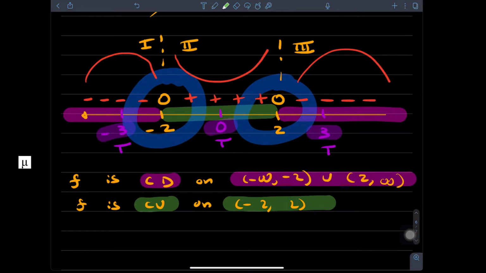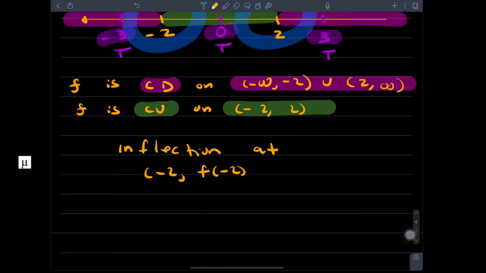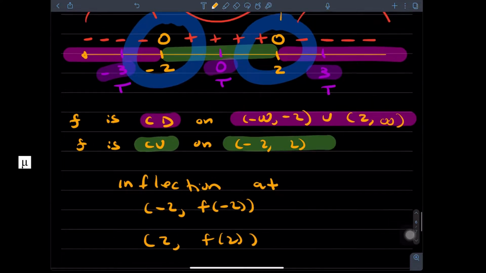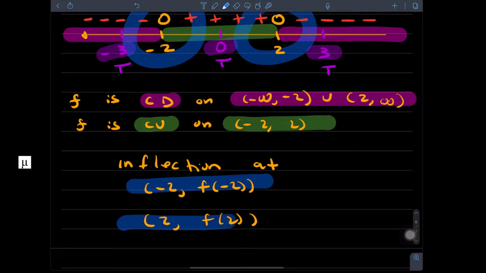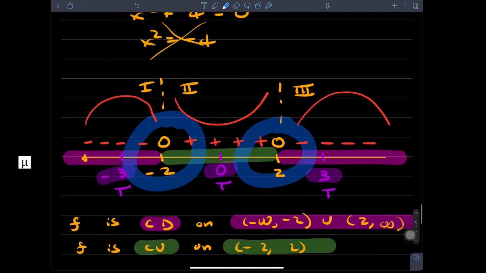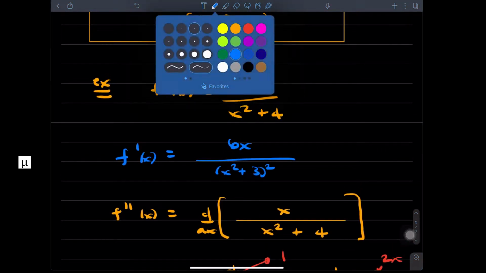What do you guys think? Pretty good? Where's your inflection point? -2, F of -2, and +2, F of +2. So remember, when they ask for those locations, what do they want to know? They want to know the y value. So you have to go back to the original function. So you go, okay, I'm going to plug in the values here.